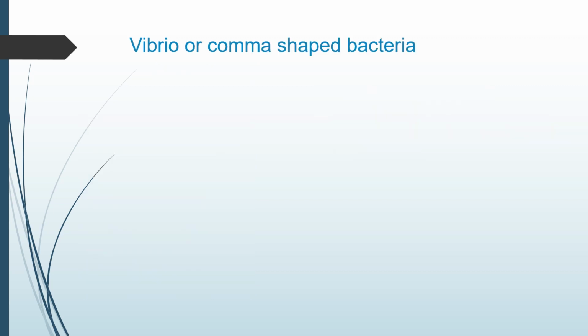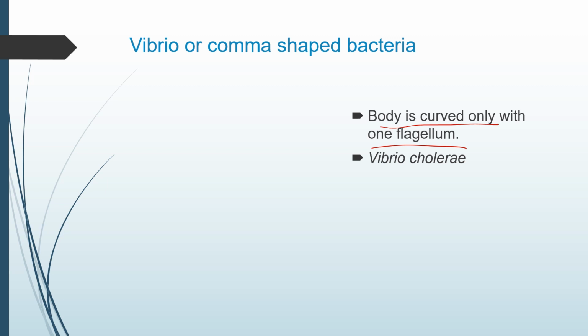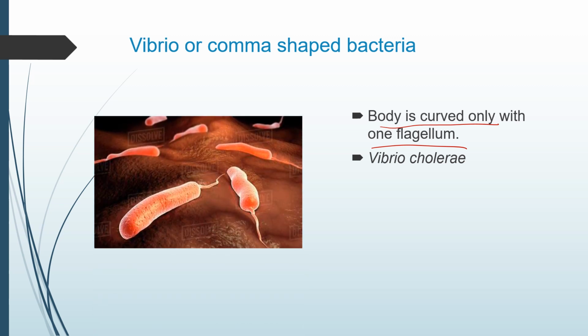Now next comes the vibrio, or the comma shaped bacteria. The body is curved with only one flagellum. So what is the criterion? The body is always curved with one flagellum. An example we can take is Vibrio cholerae. It looks like this. The body is curved with one flagellum only.